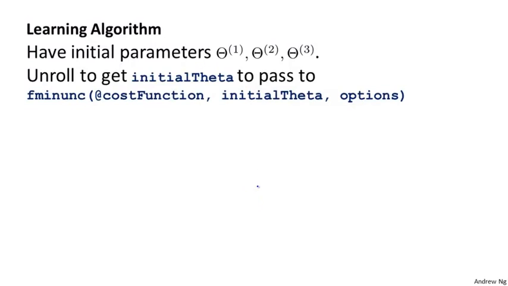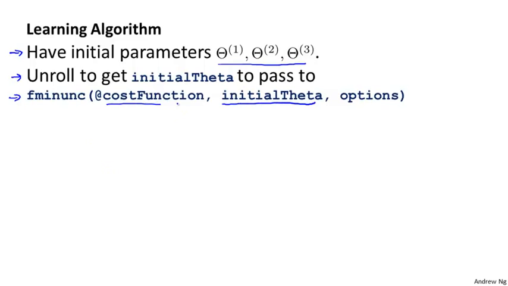To make this process really concrete, here's how we use the unrolling idea to implement our learning algorithm. Let's say that you have some initial value of the parameters theta 1, theta 2, theta 3. What we're going to do is take these and unroll them into a long vector we're going to call initial theta to pass into fminunc as this initial setting of the parameters theta.